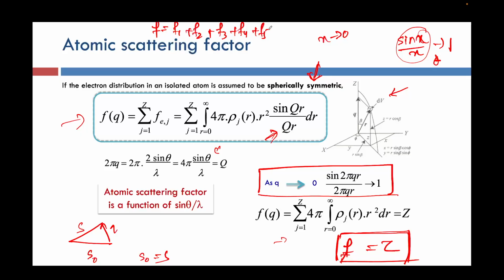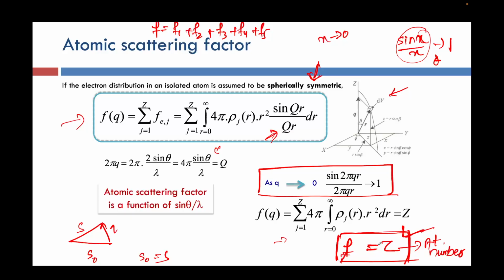So when Q is equal to 0, all of the electrons in my atom will be giving me the maximum atomic scattering factor, and that scattering factor will be equal to Z. Why am I talking about Z? Because Z is the atomic number, and the atomic number tells us how many electrons are there in my atom. If my atomic number is, let's say, 8, that means 8 electrons are there in my atom. So in that case my F will be 8.